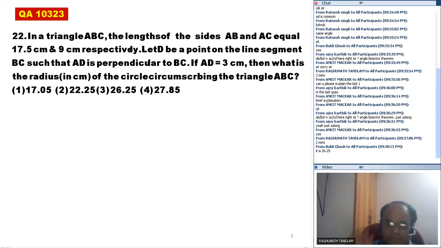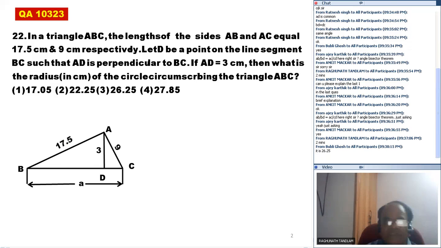What's the answer? The figure will be something like this.